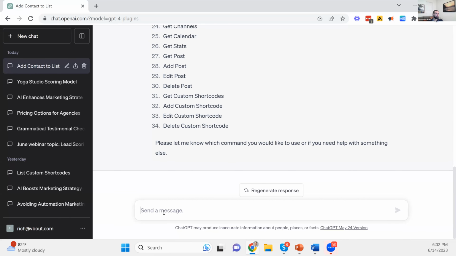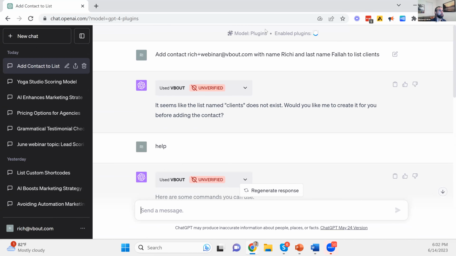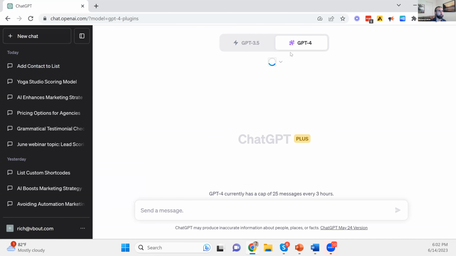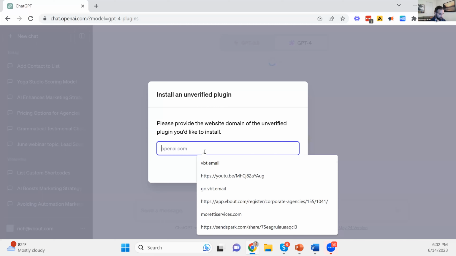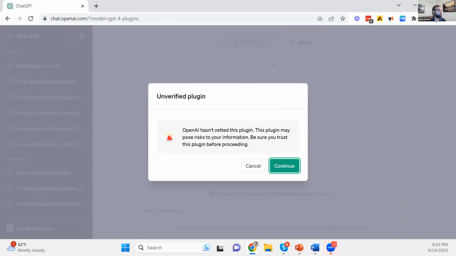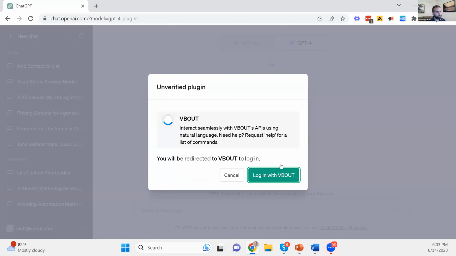That is correct, Julius. This is the ChatGPT plugin. You can download it now. All you gotta do is go to GPT-4. Obviously, you know it has to be GPT-4. Scroll to plugin store. Soon we'll have it up and running here. But install an unverified plugin. You see it on the bottom. Type in vbout.com. It says it hasn't been vetted. It's okay. You can trust us. And then you can log in with your VBOUT and just get rolling with it. Okay.